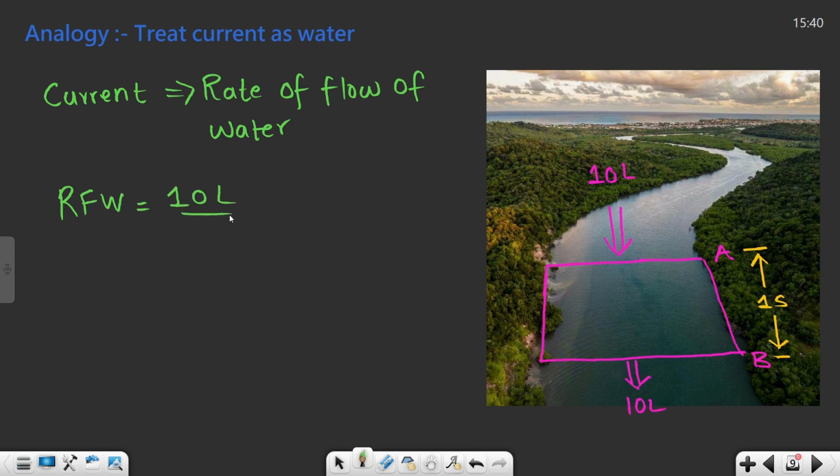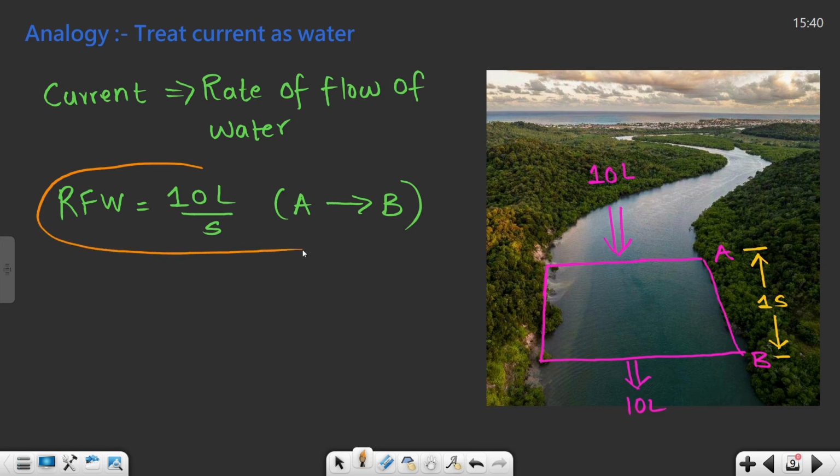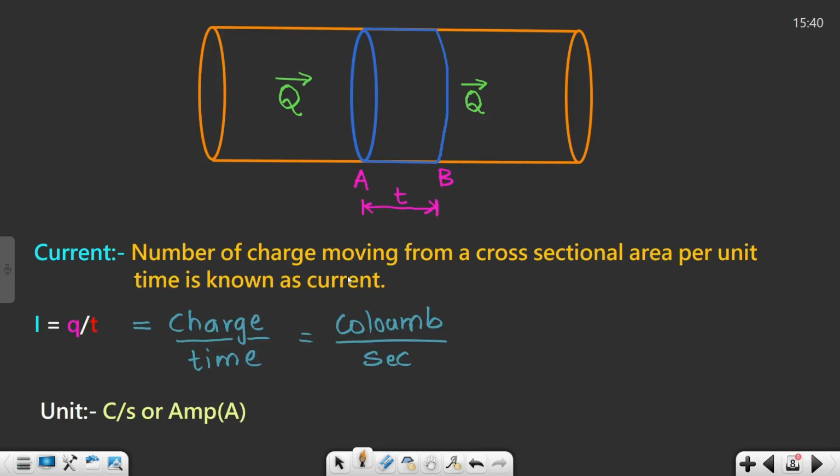10 liters of water comes in and leaves in 1 second, from point A to point B. This entire scenario is nothing but my current, or the definition of current. We will see the overall idea once again: the amount of charge moving through a cross sectional area per unit time is known as current.